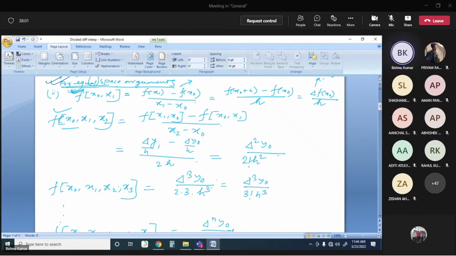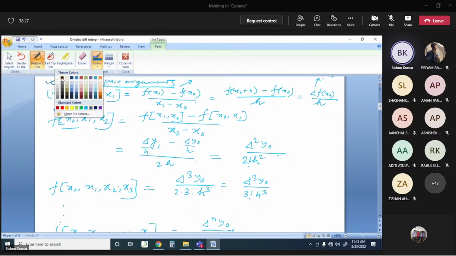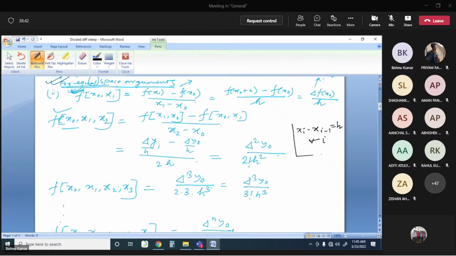So you know the divided difference for two arguments: f of x0, x1 is f of x1 minus f of x0 by x1 minus x0. And f of x1, where x1 is x0 plus h, because in the question it is given that the x values are equally spaced. So xi minus xi minus 1 equals h, where h is the space length for all i, i equals 1 to n.